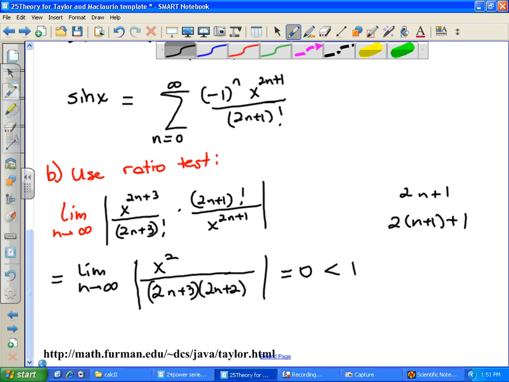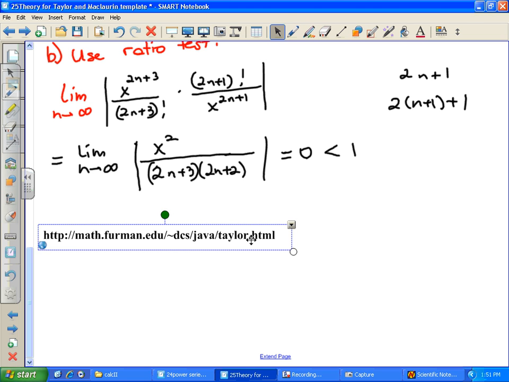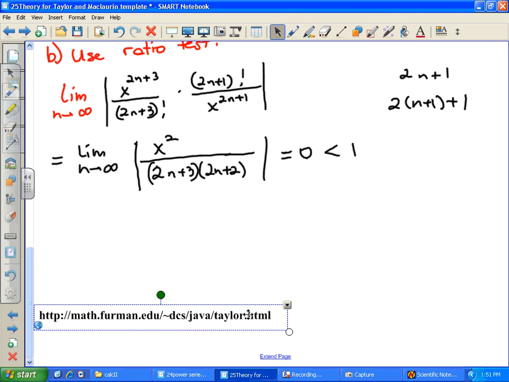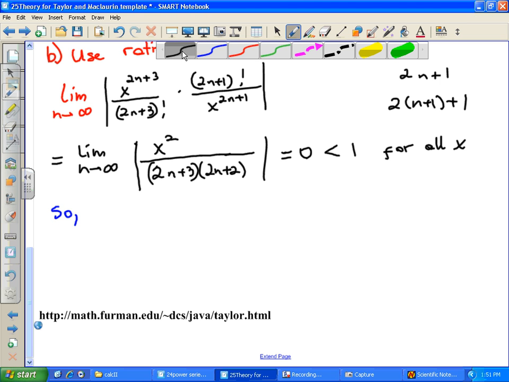So what does that tell us? That the series converges for which x values? For all x. So this is less than 1 for every x, no matter what x is. Therefore, the interval of convergence is negative infinity to infinity once again.